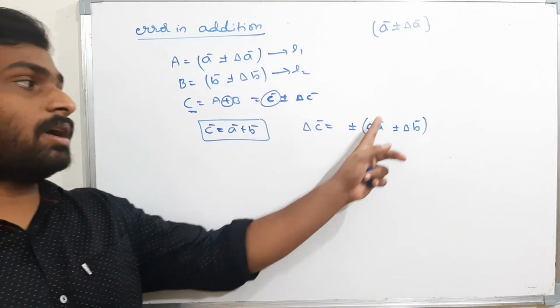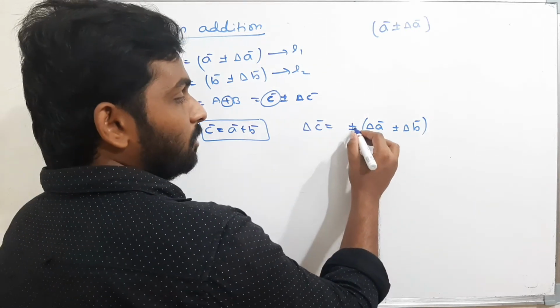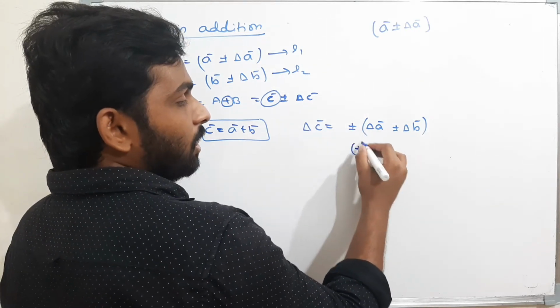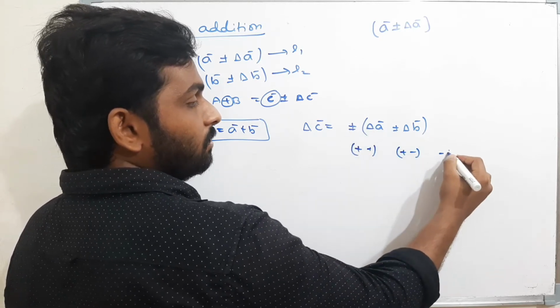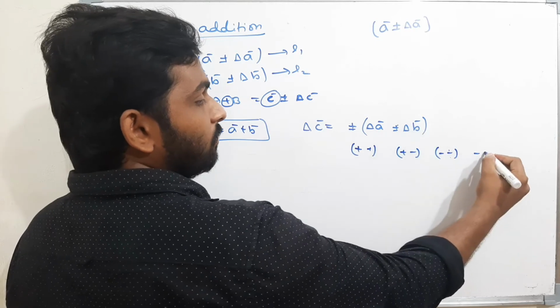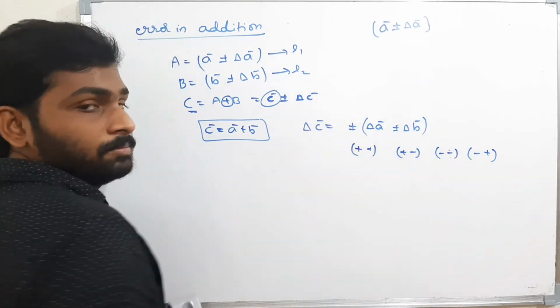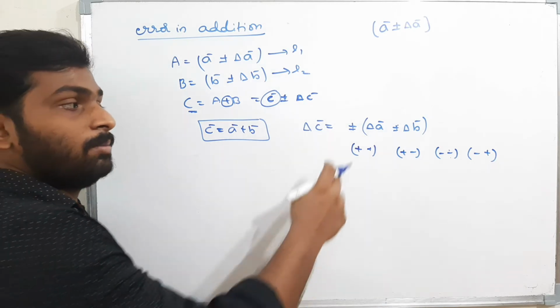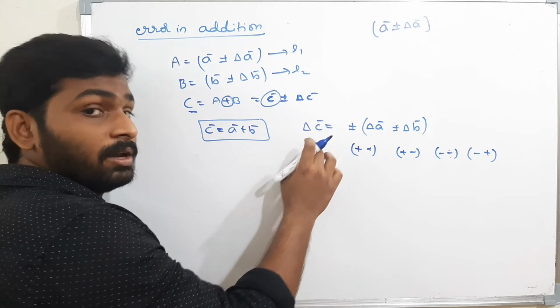Plus or minus delta A or plus or minus delta B. That means I will get 4 readings. What are those? When I use plus and plus one value, and when I use plus and minus one value, and if I use minus and minus, and if I use minus and plus, I will get one each. That means there are 4 possible cases in the error. When I keep different signs different times, I will get 4 possible chances while measuring the error.